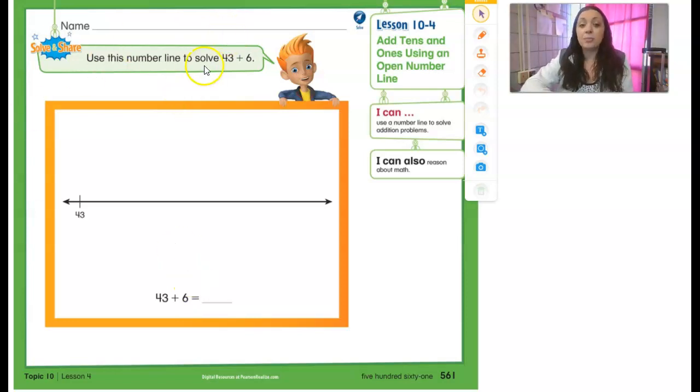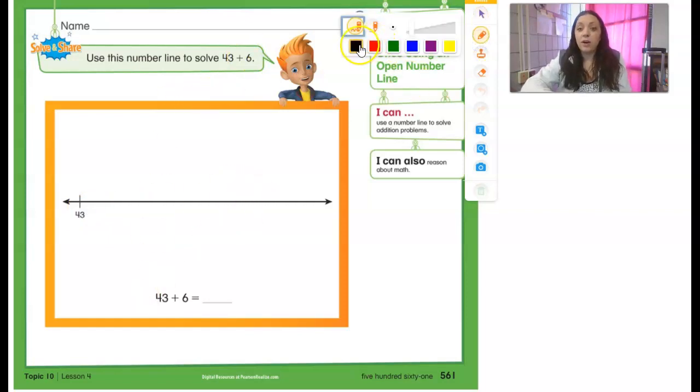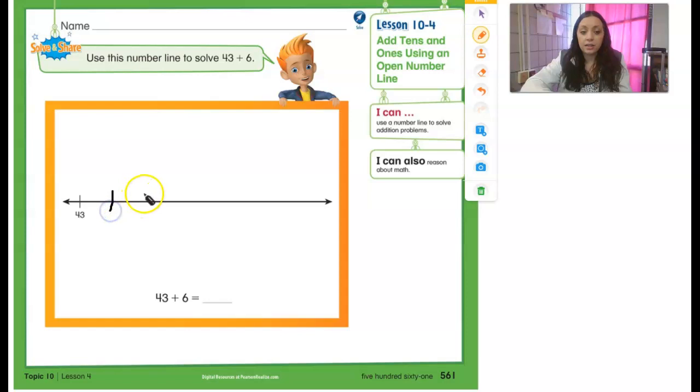So it says use the number line to solve 43 plus 6. And look, they started at 43. So I want to add 6 to 43. So I know I need to add at least 6 spots to 43, right? And since I'm adding, I'm going to the right because I want the numbers to get bigger. So I'm just going to do 1, 2, 3, 4, 5, 6.